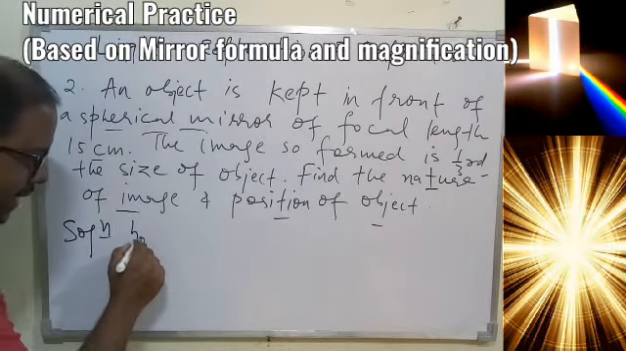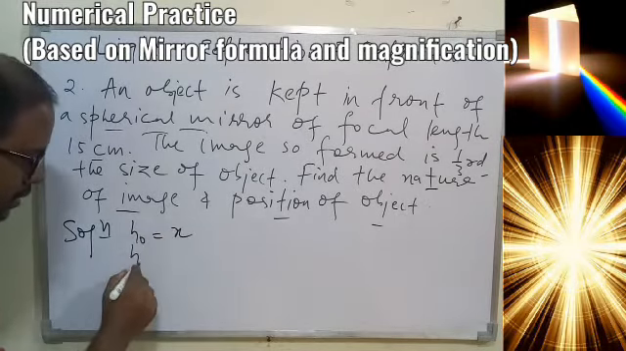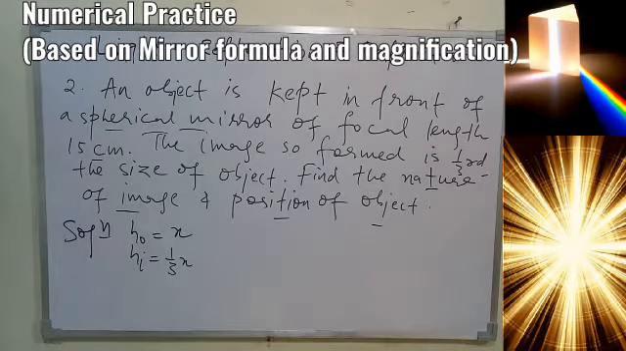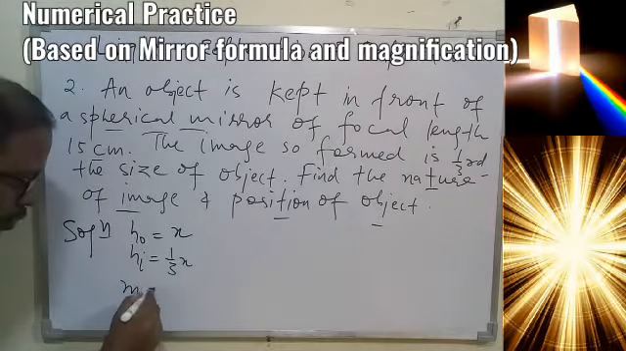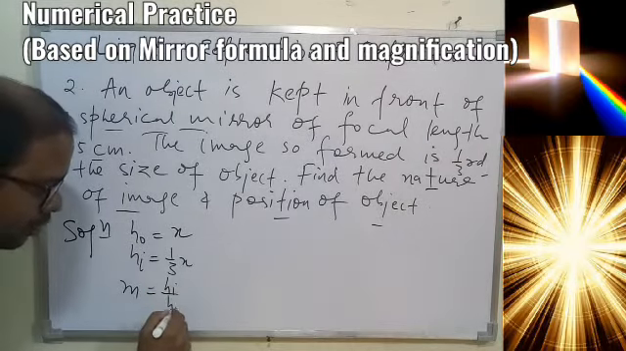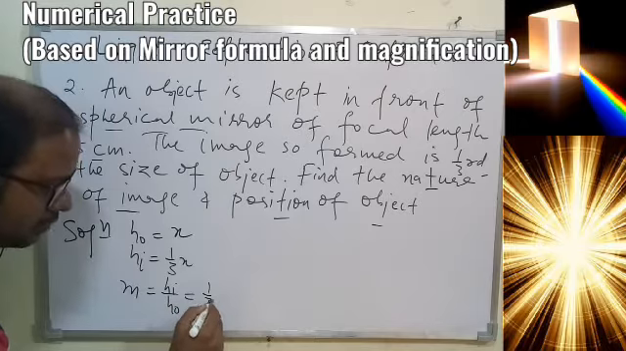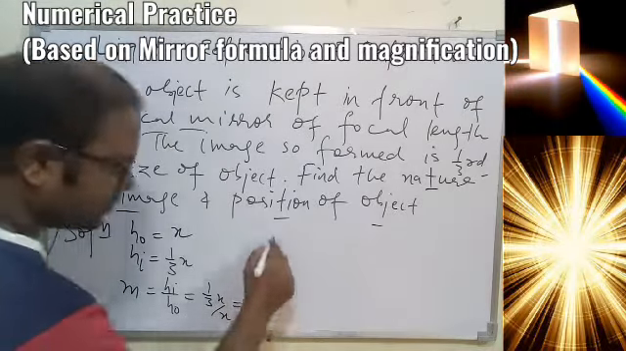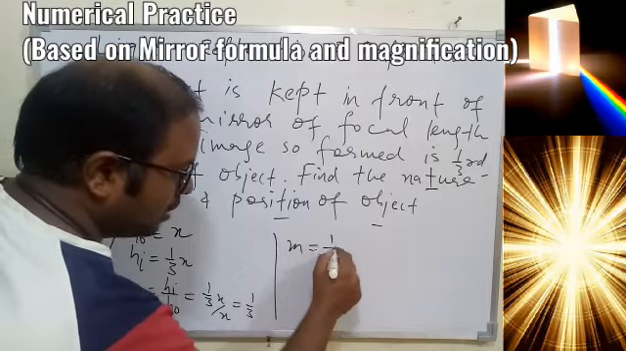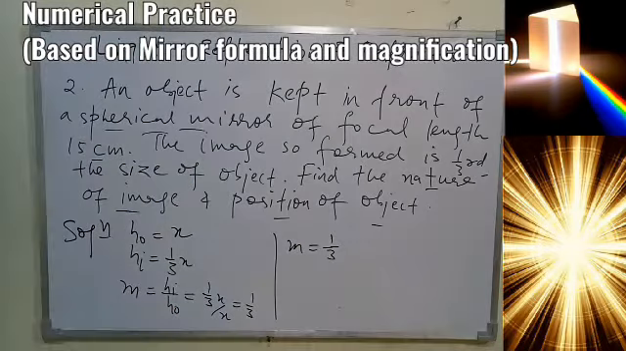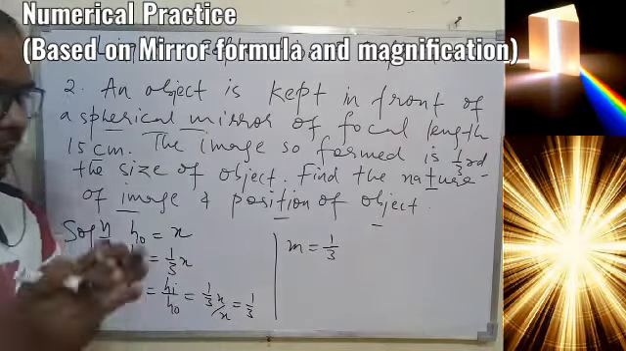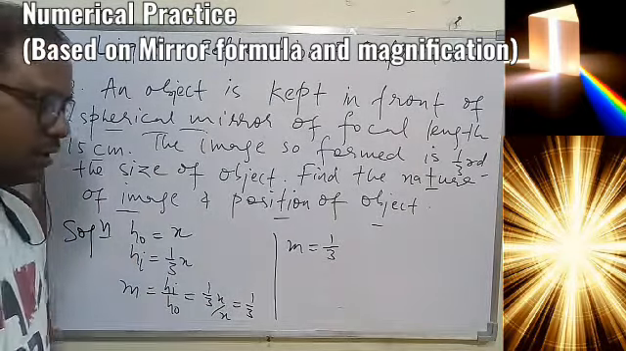So very first, if I say the height of the object is x, then the height of the image should be 1 upon 3x according to the given statement. Therefore your m will be height of image by height of object, that is 1 upon 3x by x, 1 upon 3. So we understood the magnification is 1 by 3. But again, whether this will be positive or negative, we have to decide later on.